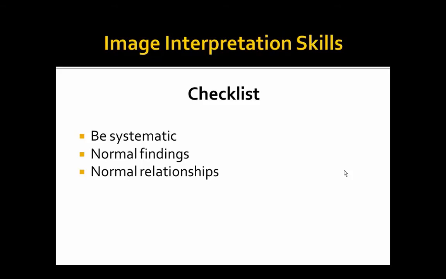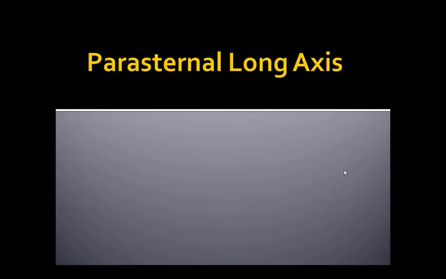So image interpretation skills, I think it's important as you're doing this to pay attention to normal anatomy, be systematic, kind of run through a checklist in your mind, and pay attention to the findings and the normal relationships of the heart and the anatomy. And the more you recognize normal, the more normal makes sense to you, the more abnormal will be easier to recognize. So parasternal long axis, right? First view I like to do.